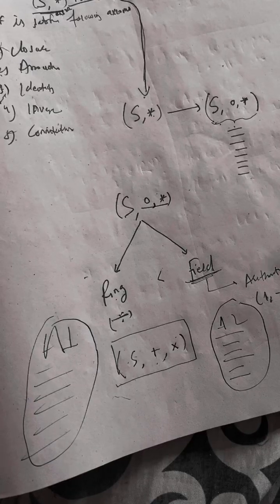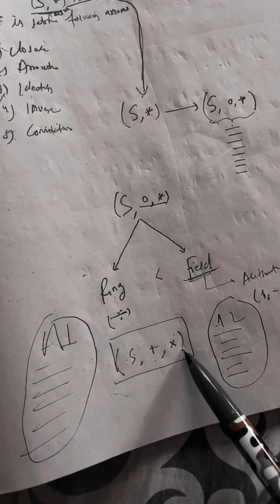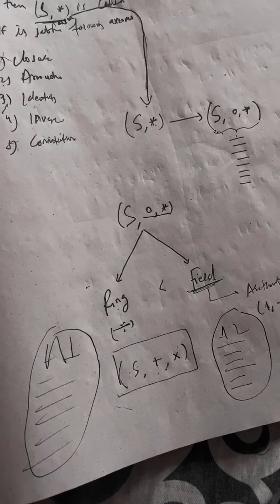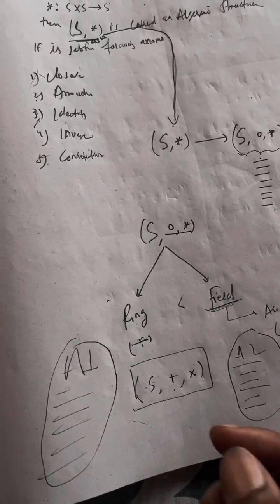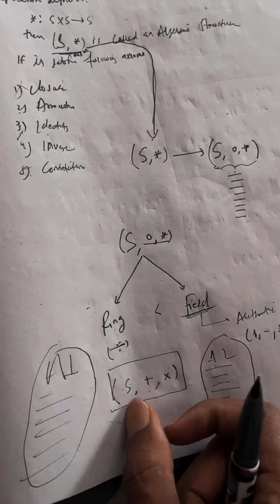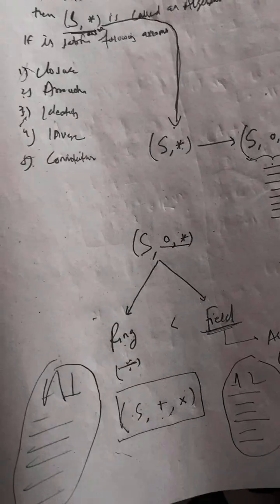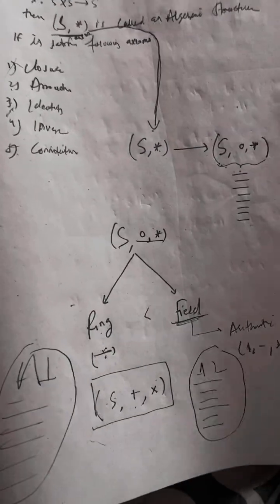But the structure is the same, a set with two operations, addition and multiplication. Maybe I can tell a little bit about what those axioms are. I'm not going to explain everything because this is not about teaching ring and field theory. So I will give just a general example.